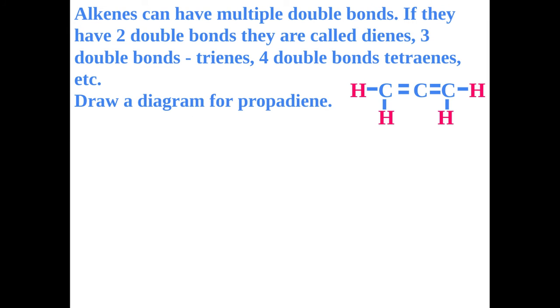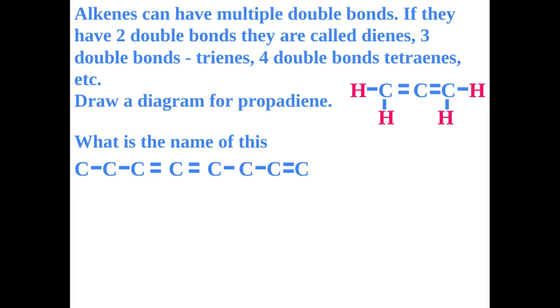What about this? So what is the name of this? I've purposely left off all of the hydrogens just to make this as simple as possible. The first step in all of this is to count how many carbons are in the chain. So let's do that. 1, 2, 3, 4, 5, 6, 7, 8. So this is oct, right? The prefix for 8 carbons is oct. So this is an oct, and you can see we've got double bonds, so this is an ene.